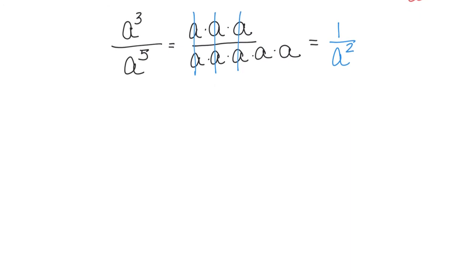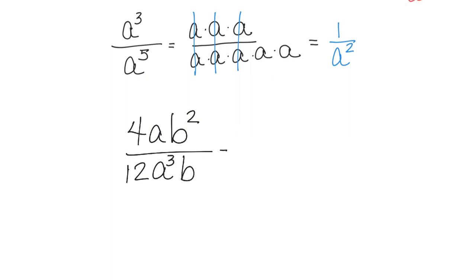Okay, now let's throw in some numbers, some coefficients with our variables. If I gave you 4ab squared divided by 12a to the third b, we want to factor the numerator using prime factorization. 4 will break down to 2 times 2. a is just a, and b squared is b times b.